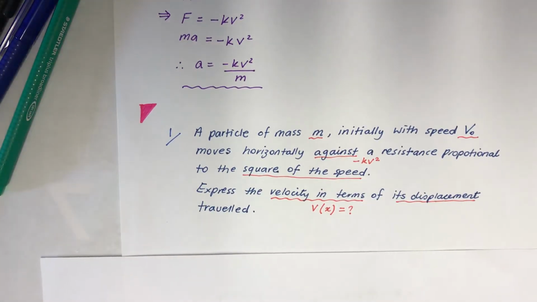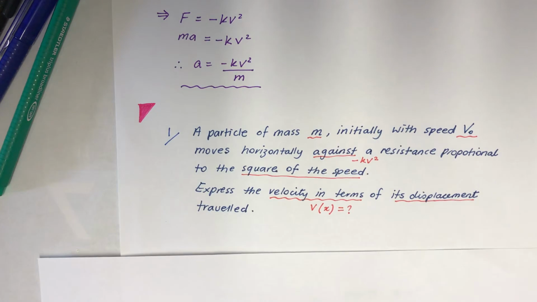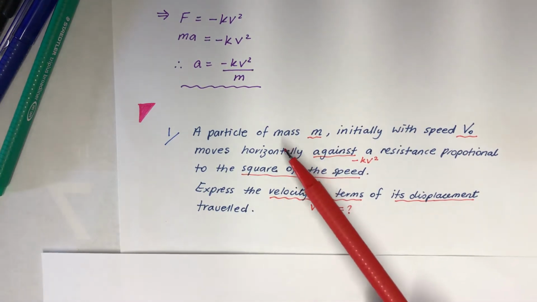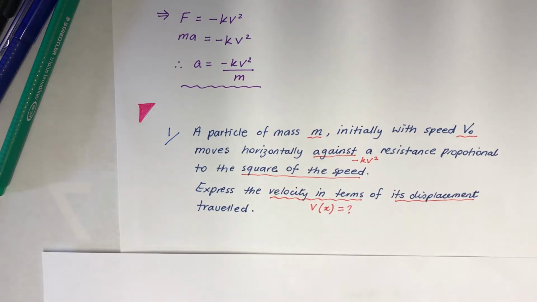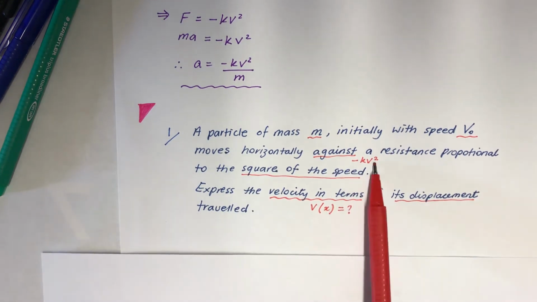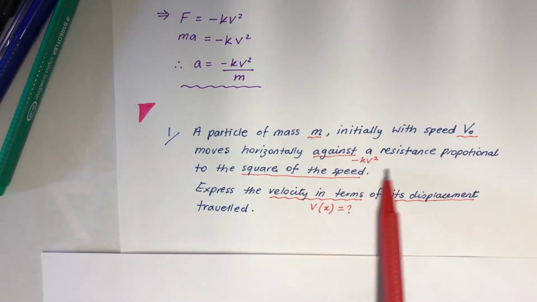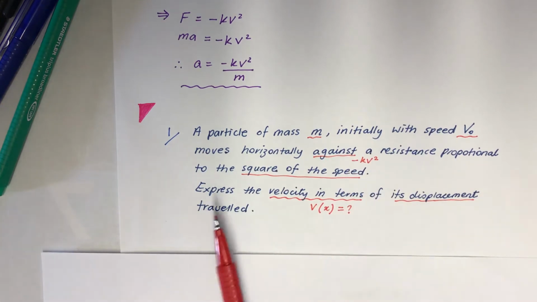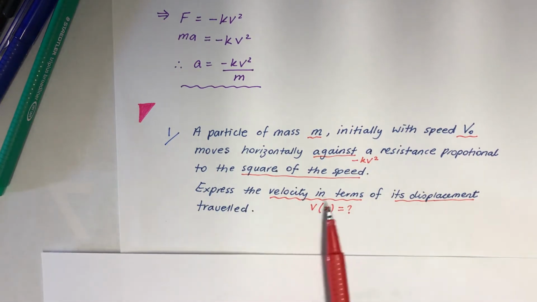All right, a particle of mass m, initially with a speed v0, moves horizontally. So that means we don't have to worry about vertical. Okay, it moves against a resistance proportional to the square of the speed. So that's what we've got. This whole sentence sums up as minus kV squared. Express the velocity in terms of its displacement. That means v of x, traveled.